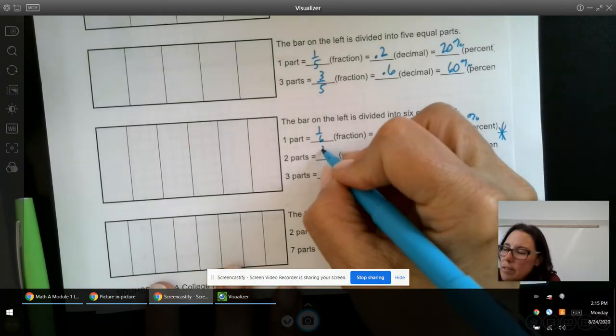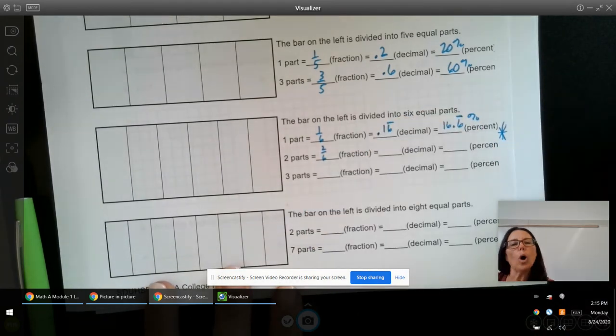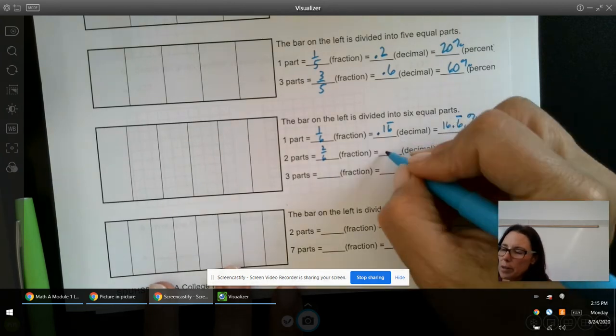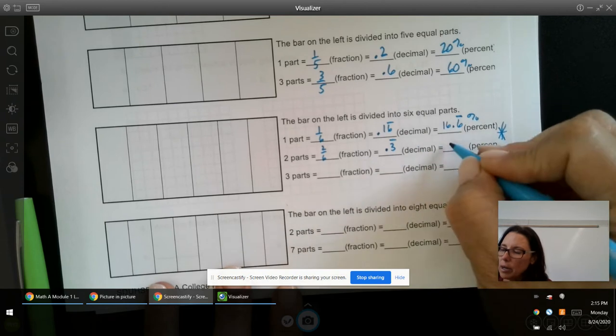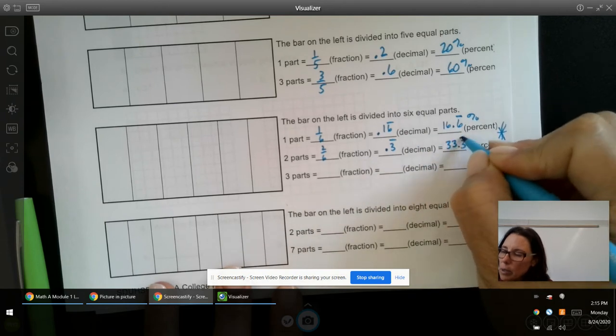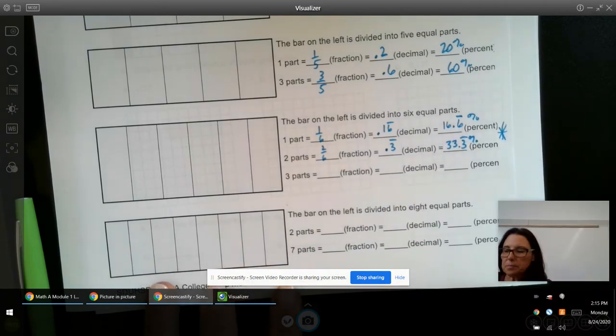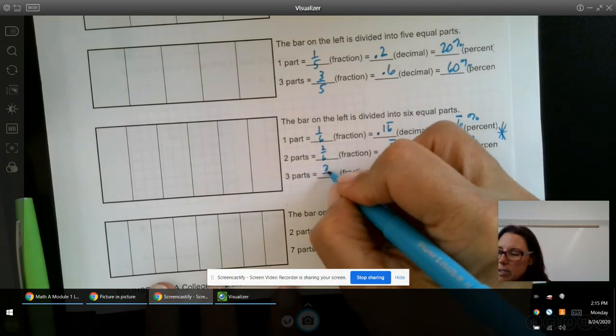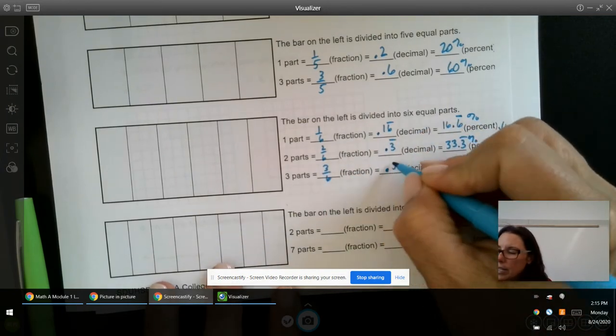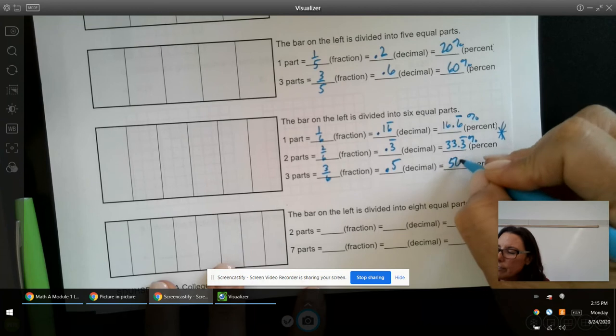Okay, 2 parts of 6, that reduces to 1/3. We did 1/3 a couple problems ago. 1/3 is 0.3 repeating, 33.3 repeating percent. 3 parts of 6 is 0.5, 50%.